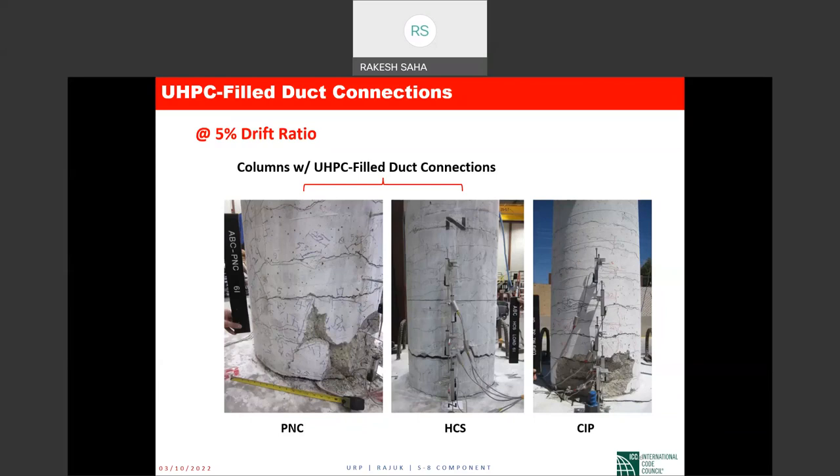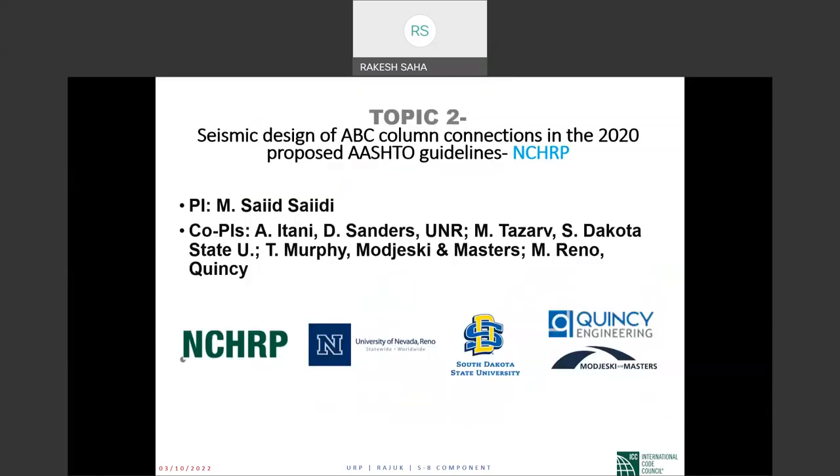today, but the point of this presentation is, what did UHPC-filled grouted ducts do for us, and we found that the performance was comparable to what we saw for cast-in-place concrete. Let me get into topic two.